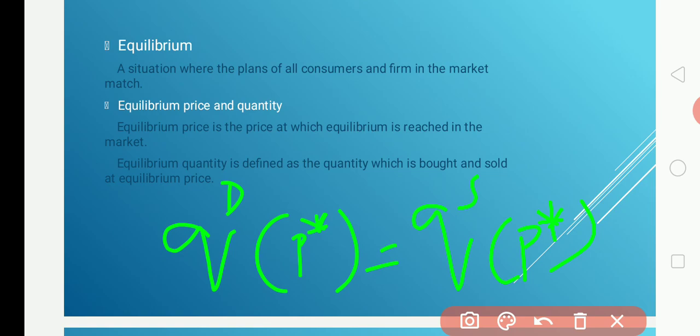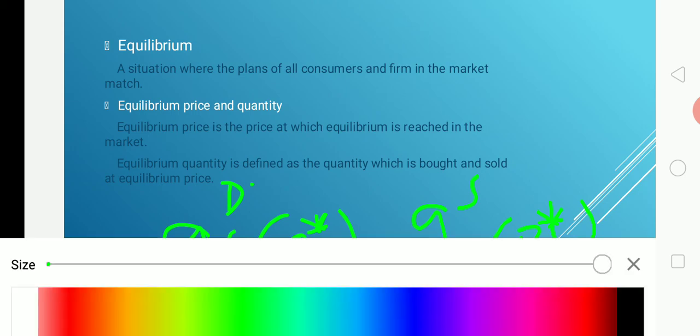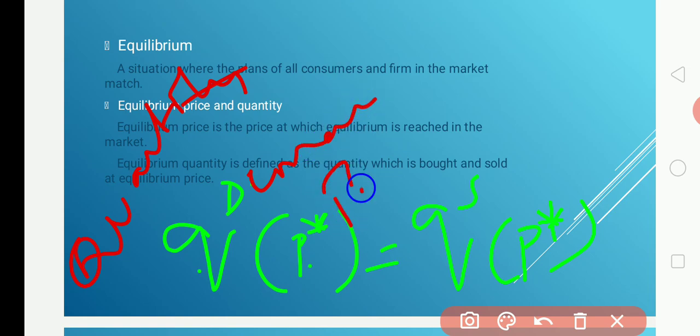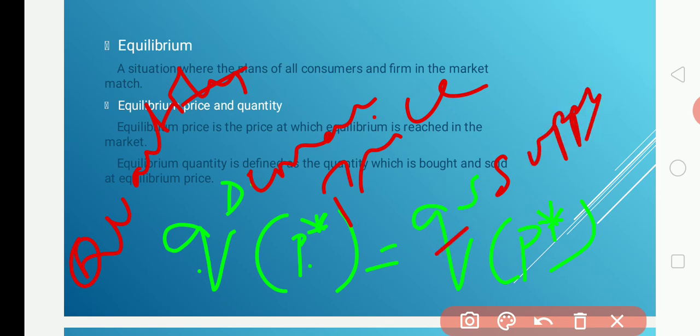So Q indicates quantity, D indicates demand, P indicates price. Again here, Q indicates quantity, D is demand, P is price, S is supply, again Q is quantity and P is price.